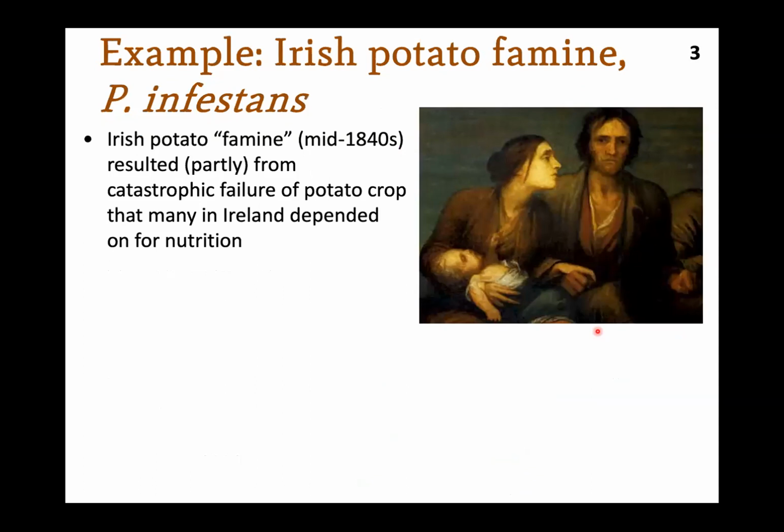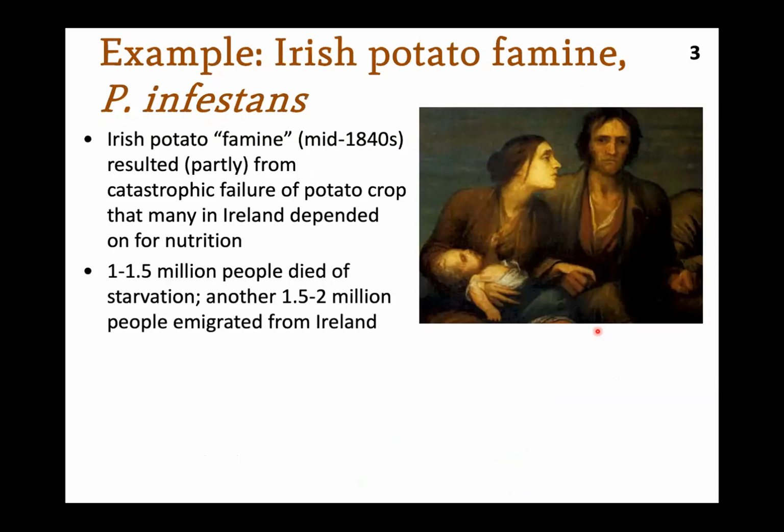And now we're looking at the second example, which is the Irish potato famine, Phytophthora infestans. So the Irish potato famine occurred in the mid-1840s and partly resulted from the catastrophic failure of the potato crop in Ireland at times when many people in Ireland depended on that for their nutrition. So it's estimated that about 1 to 1.5 million people died of starvation, and another 1.5 to 2 million people emigrated from Ireland, including coming to Aotearoa.